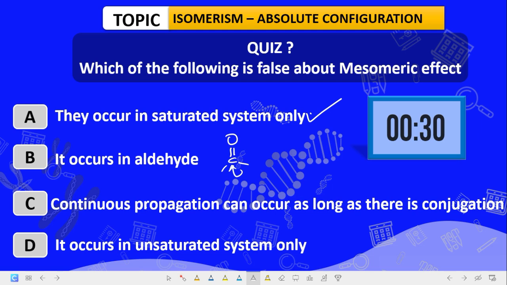Are we getting it? Continuous propagation can occur as long as there is conjugation. Now that is true. It occurs in unsaturated system. All these are true, but this is not true. And we are looking for the one that is not true to get the correct answer. So that makes option A the correct answer to that question. Is that understood? So please take note of this.